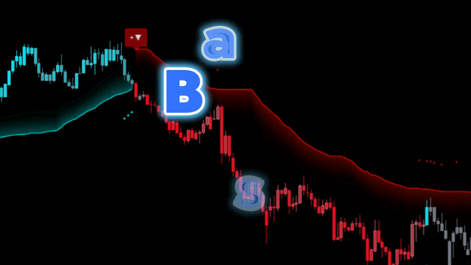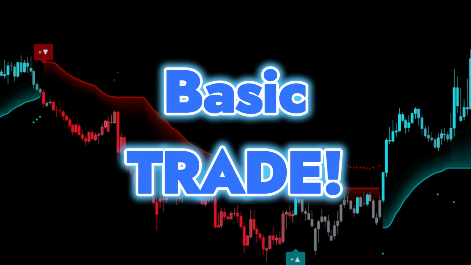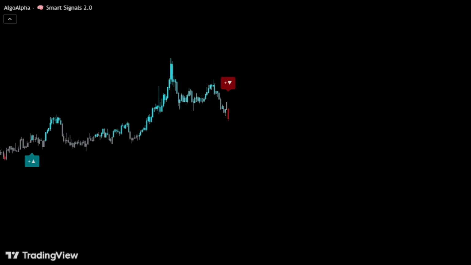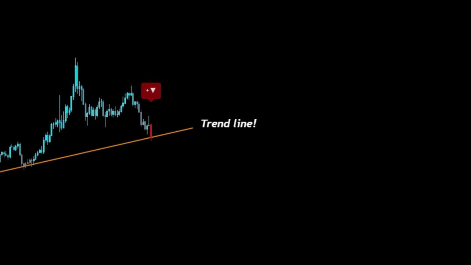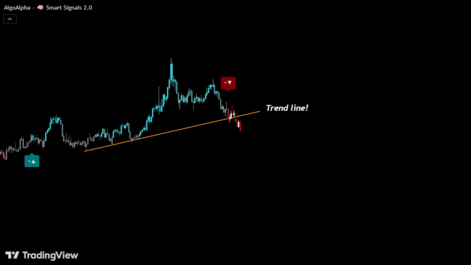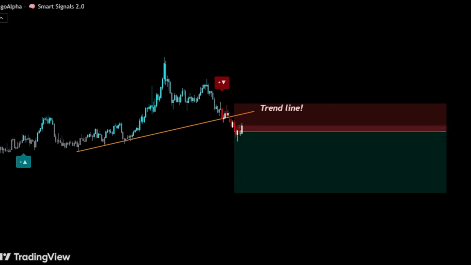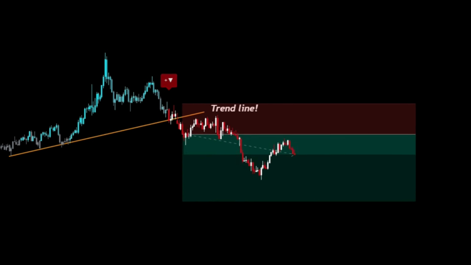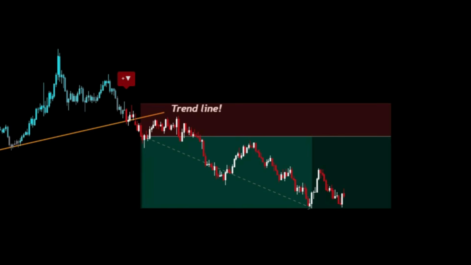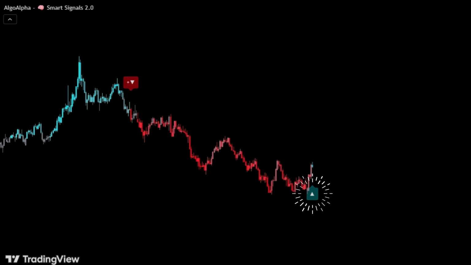So let me show you the most basic way to trade using those long and short setups. On this chart, we've got a short, but I don't just jump straight into a position. Instead, I draw a trend line based on the previous move. Once the price breaks out from that trend line, it becomes my confirmation for taking a short trade. Right after that move, down at the bottom, we get a long, showing a clear momentum shift. And again, I draw another trend line, wait for the breakout, and that's my confirmation to go long.